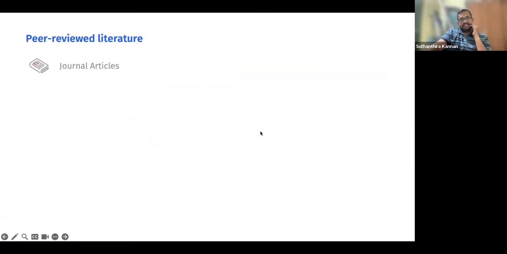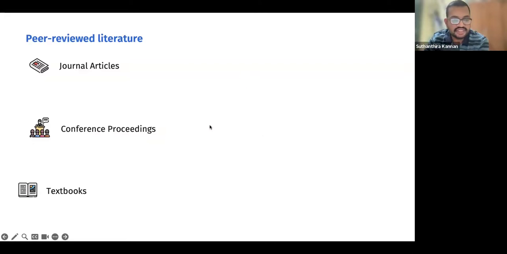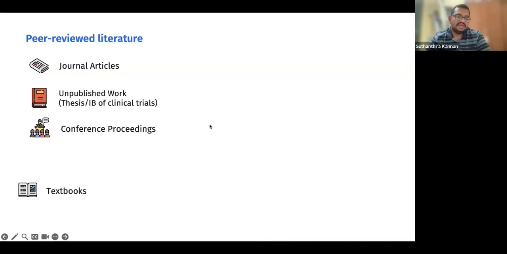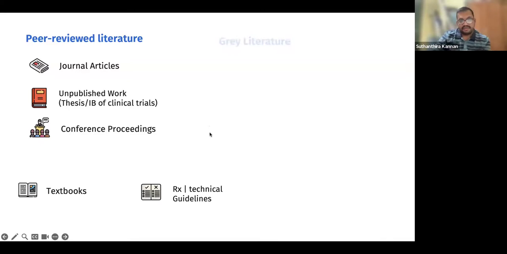Peer reviewed literature is journal articles. When you publish a journal, you cannot publish just like that. Your journal paper should undergo extensive peer review. Journal articles and textbooks also come back to us peer reviewed. Conference proceedings are also included. Unpublished work such as theses, clinical trials, or treatment or technical guidelines you can use, that is peer reviewed.